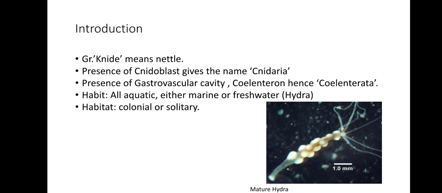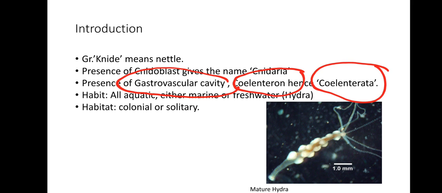The word Cnidaria comes from Greek, where nid means nettle, and this name is given to this particular phylum because of the presence of special cells called cnidoblasts. There is also another name for the same phylum, that is Coelenterata. The name Coelenterata is given to this phylum because of the presence of a gastrovascular cavity, which is also known as coelenteron.